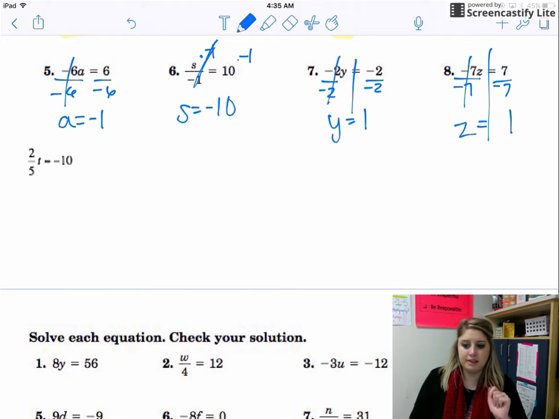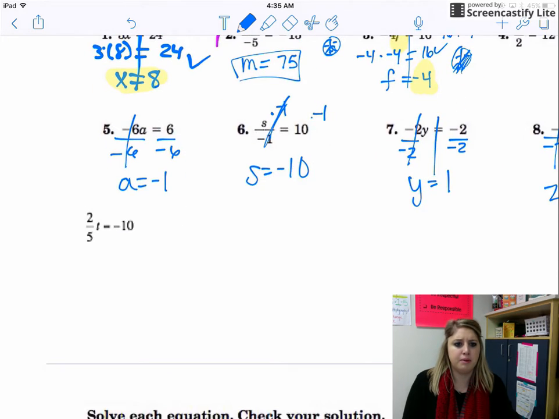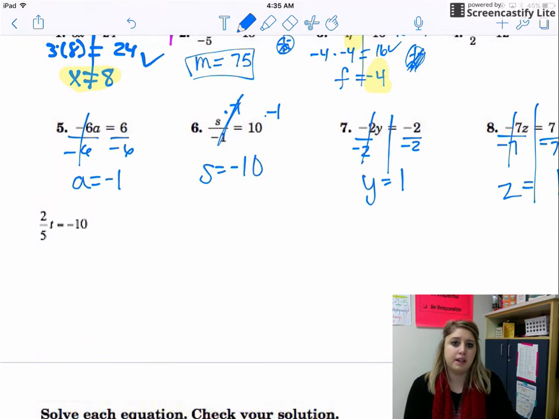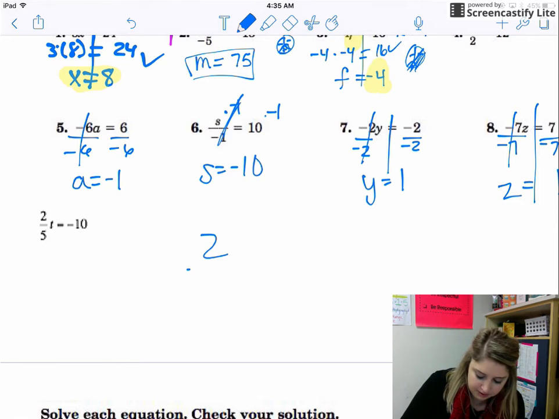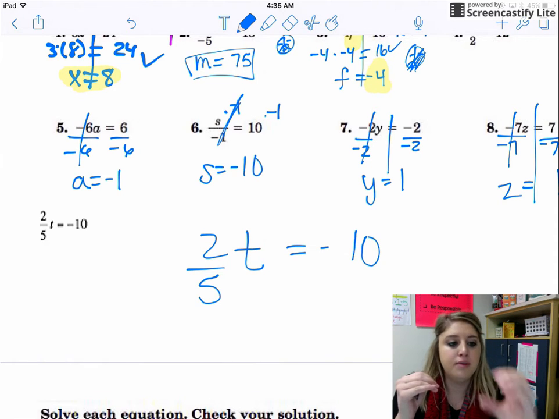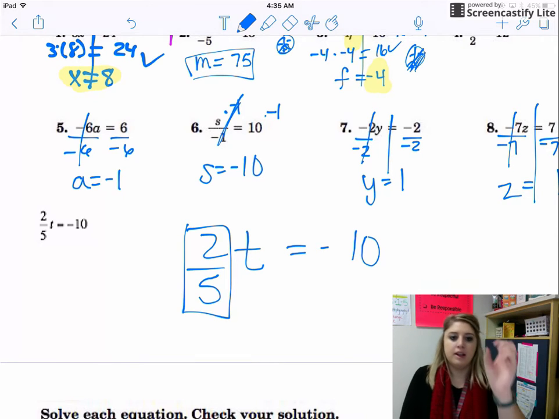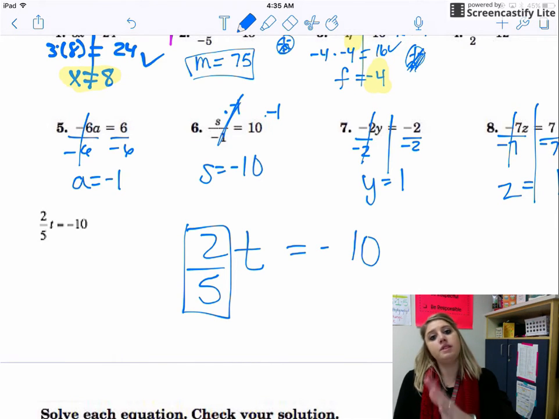I want to talk about this last problem here. It says 2/5 t equals negative 10. Ooh, yuck, that was blurry. I'm going to write it just a little bigger over here: 2/5 times t equals negative 10. Okay, 2/5 is like a whole number. Not a whole number, but it's a number times t equals negative 10.